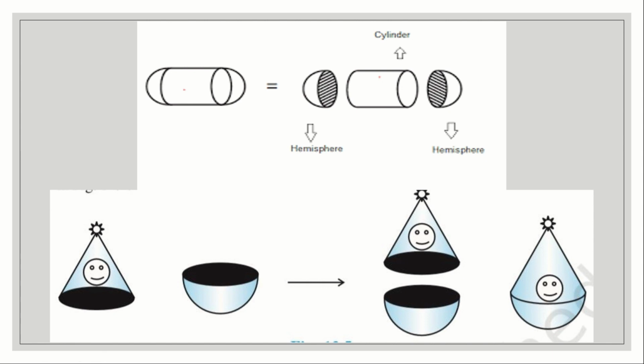So here the total surface area of the toy will be equal to the curved surface area of the cone plus the curved surface area of the hemisphere. If we find the curved surface area of both the shapes separately and add them, we will obtain the total surface area of this particular toy. So this is the way to find out the total surface area and curved surface area of each combination of solids. I hope you understood this.